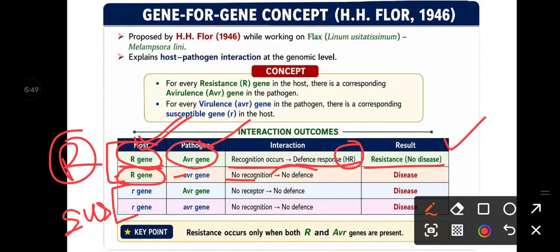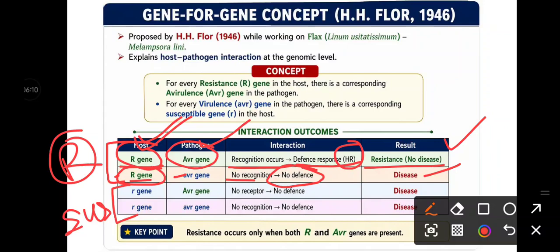So no defense activation is there. It means even though the R gene is there, it is unable to recognize the pathogen because of the absence of the particular signature molecule. Okay, so ultimately the plant will become diseased. It is attacked by the pathogen, or the virulent pathogen.